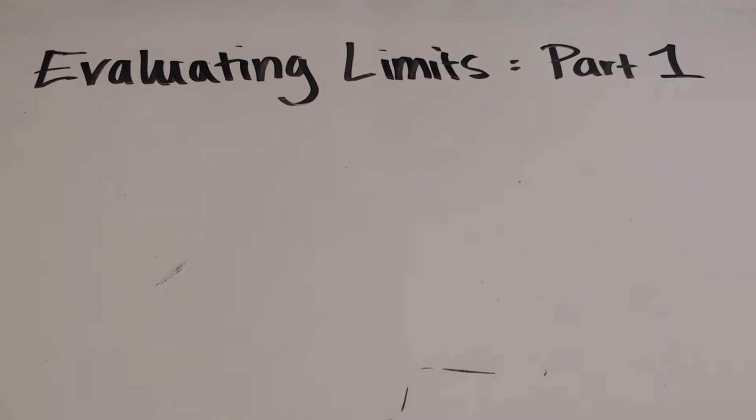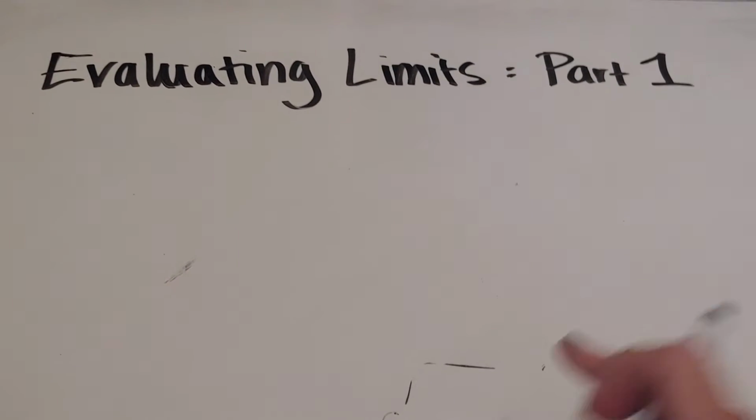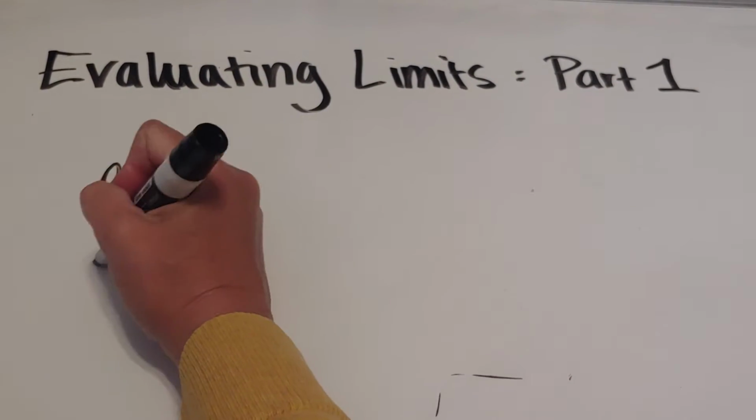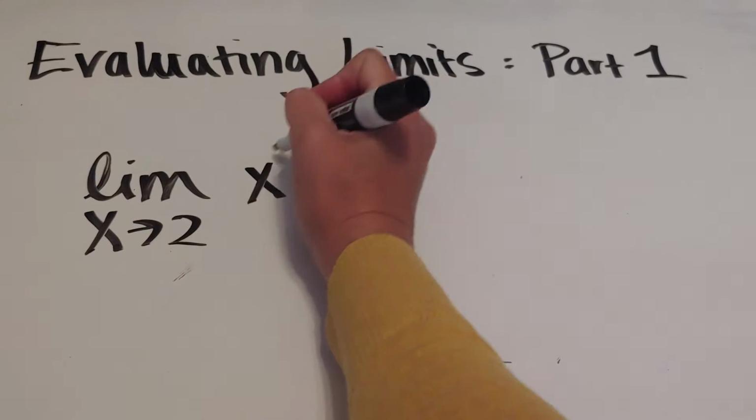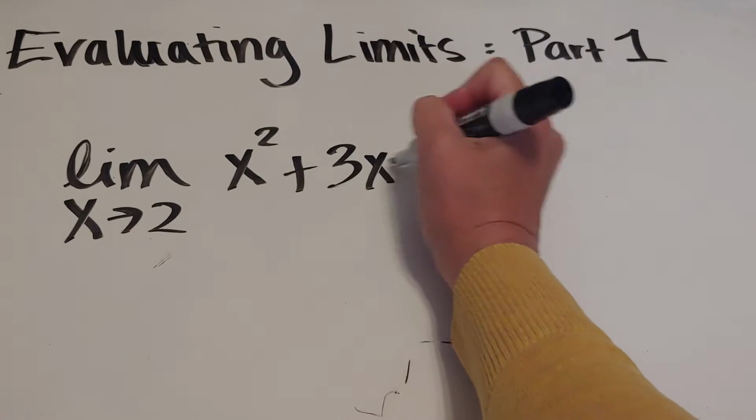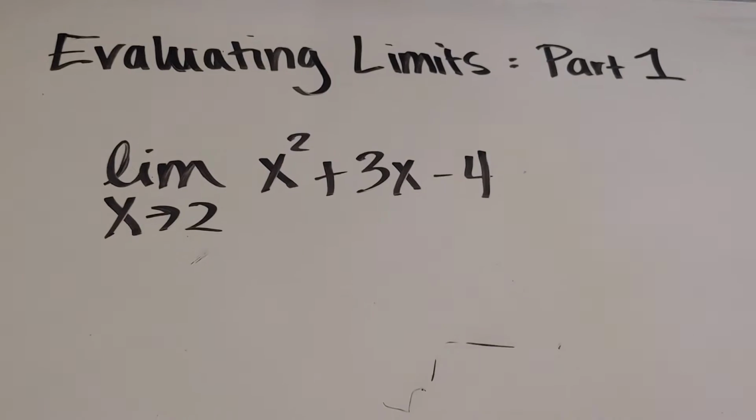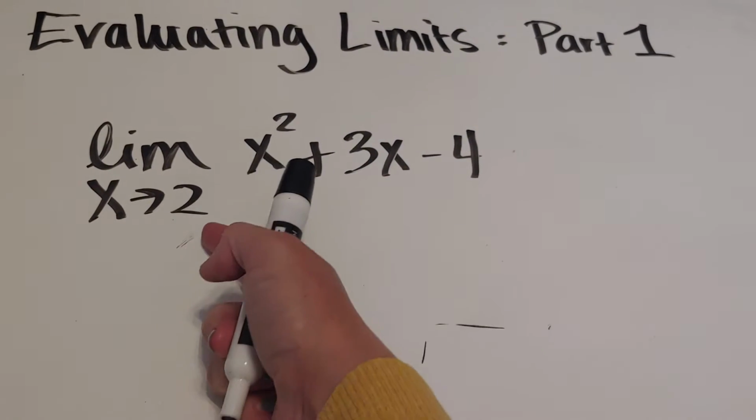As you can see, this is called Evaluating Limits Part 1. All right, so let's say we were given a limit. And let's say that something like this was dropped on us. Okay, now, yes, you could graph this function and walk near x is 2.